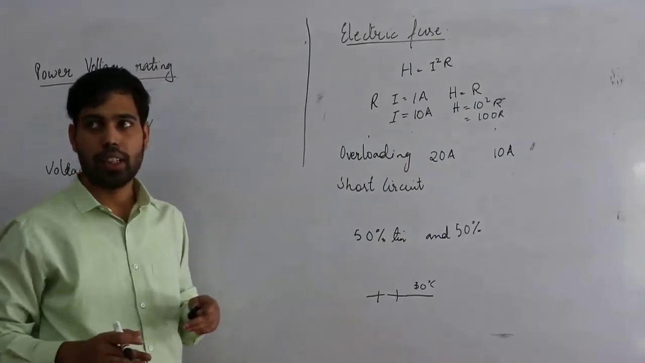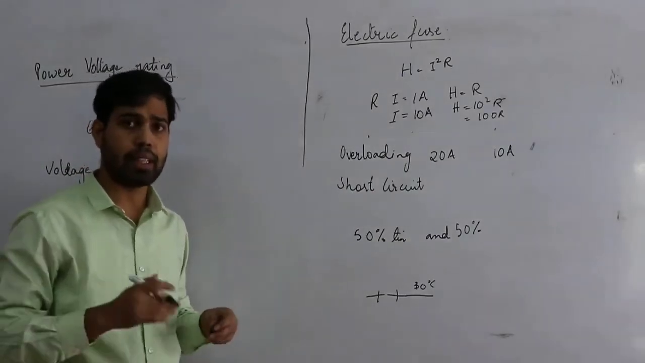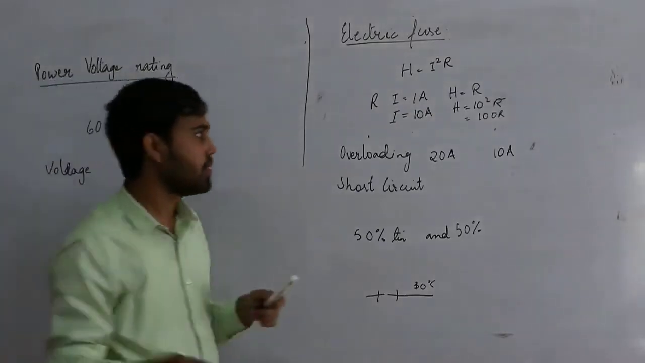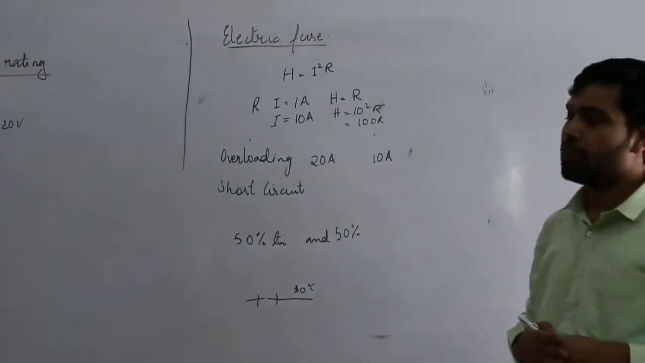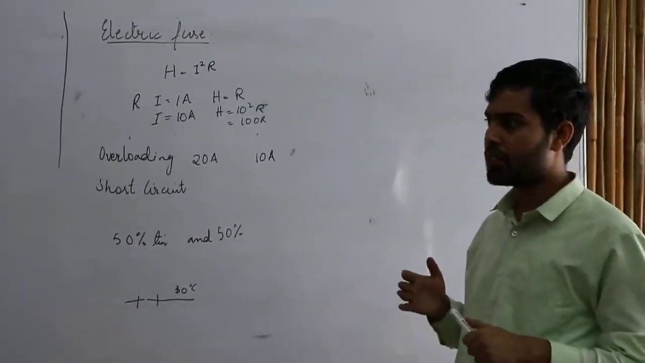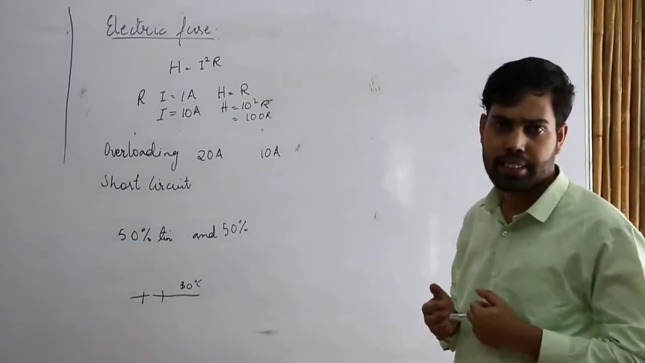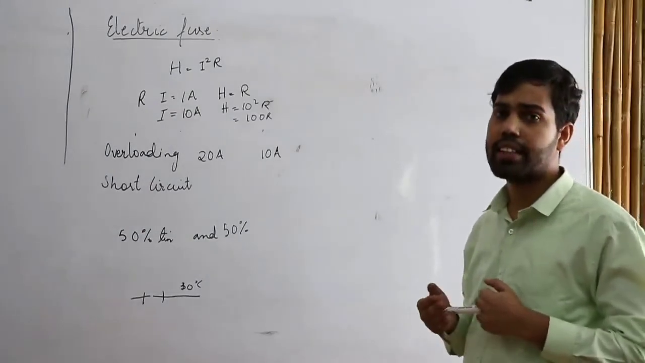So this is the function of an electric fuse. It is used in almost all domestic circuits at the beginning of the circuit. Now another topic: why do we prefer, in most electronic devices, resistors connected in parallel and not in series?